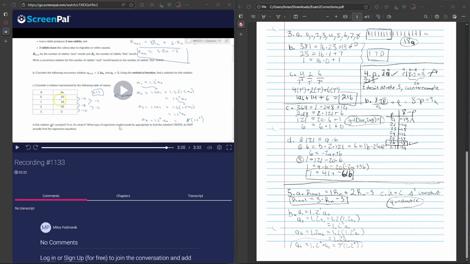It says what type of regression model would be appropriate for the solution. It would be a quadratic model, right? Because we've already proved that when it's going down by 2's, or here k equals 2, it is delta squared constant, which is quadratic.